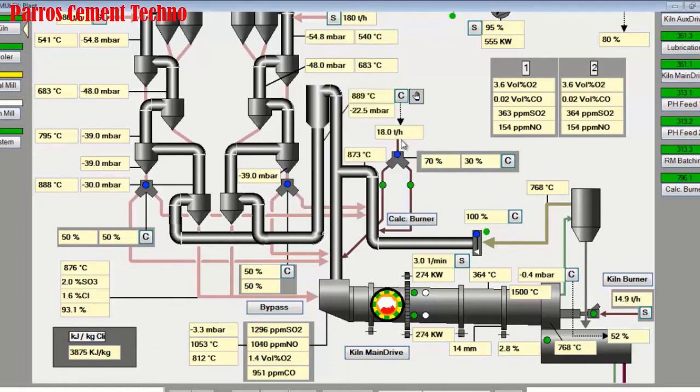The total fuel consumption for this kiln operation is 33 tons per hour. Then the heat consumption is still above 3,800 kilojoules per kilogram of clinker. It is hoped that the addition of this fuel will reduce the free lime and increase the kiln feed.